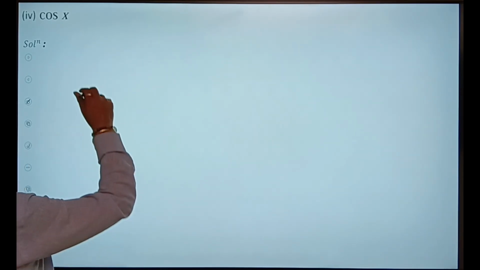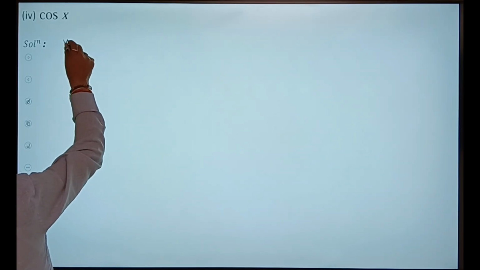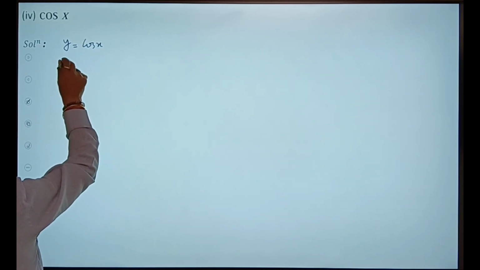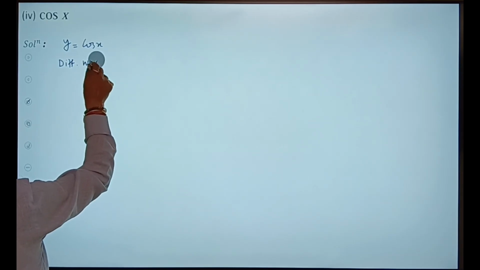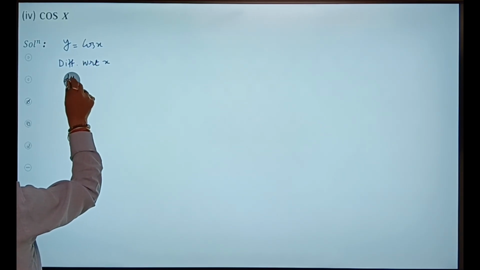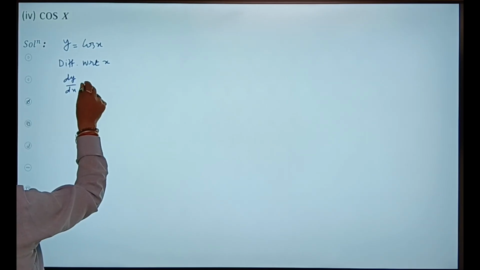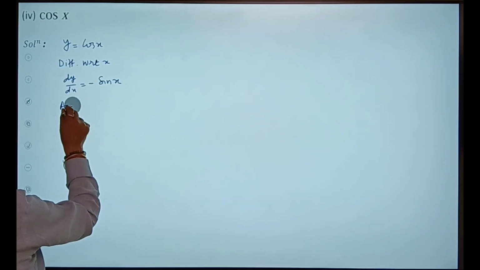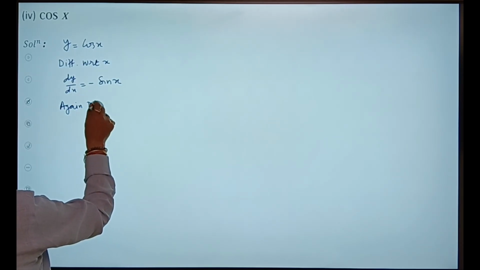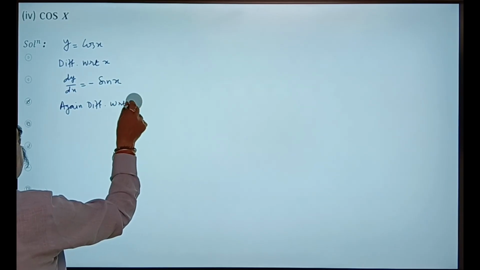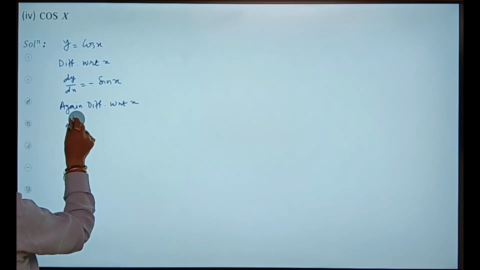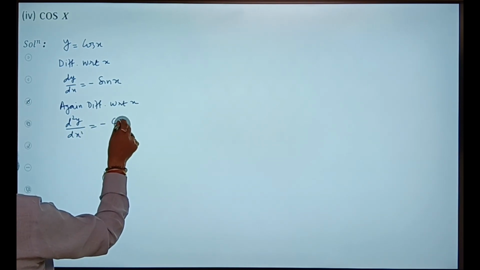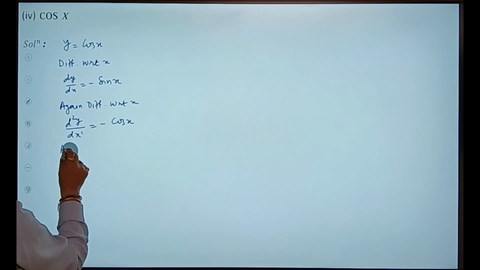Y is equal to cos x. Differentiating with respect to x, dy by dx is minus sin x. Again differentiating with respect to x, d2y by dx square is minus cos x.